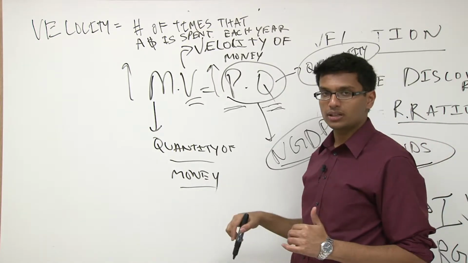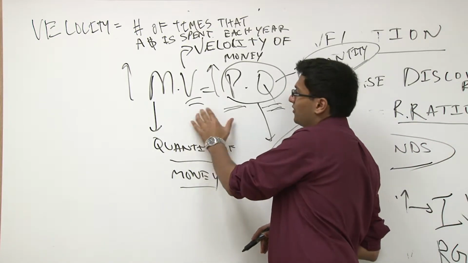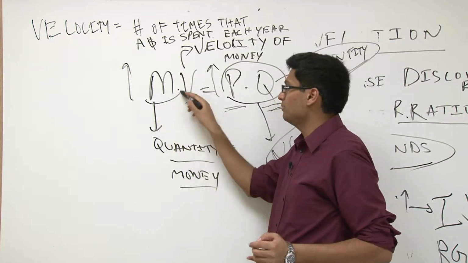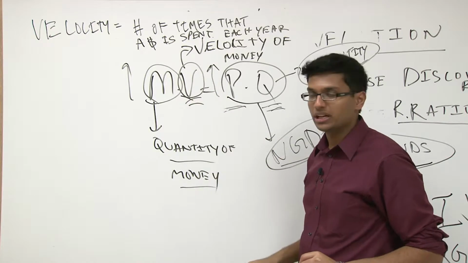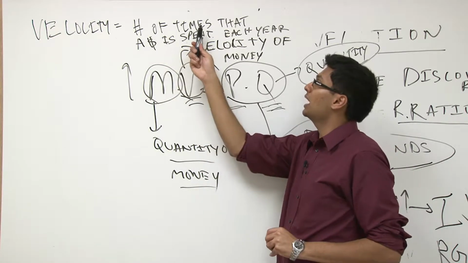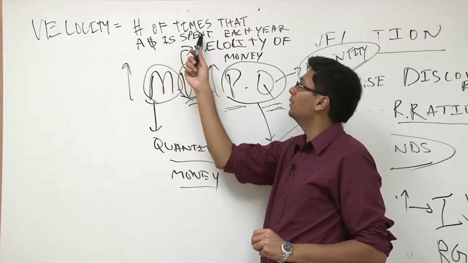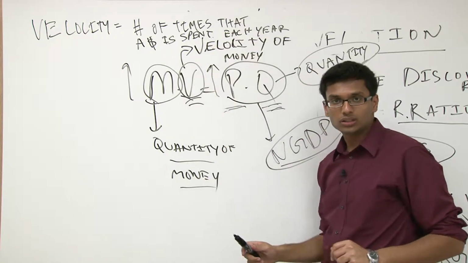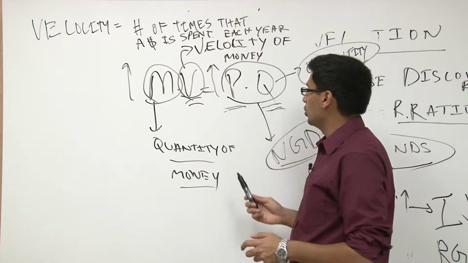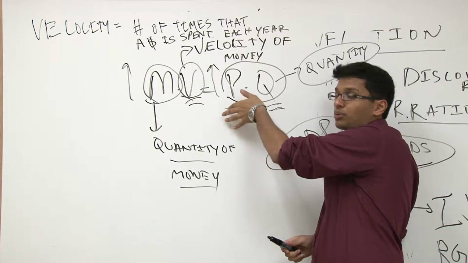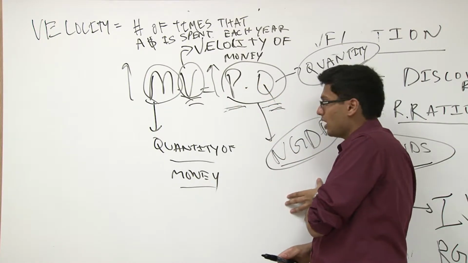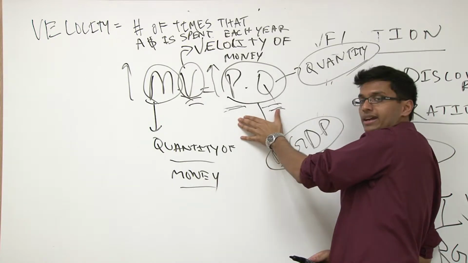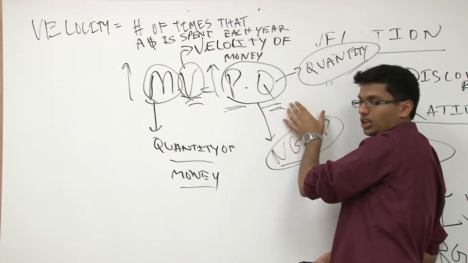It's a little confusing. So understand there are four variables in this equation. There's M, which is the quantity of money, V, which is the velocity of money, defined as the number of times that a dollar is spent each year. And then there's P and Q. The price of goods times the quantity of goods gives us a nominal GDP. So nominal GDP has been broken down on this side into P times Q.